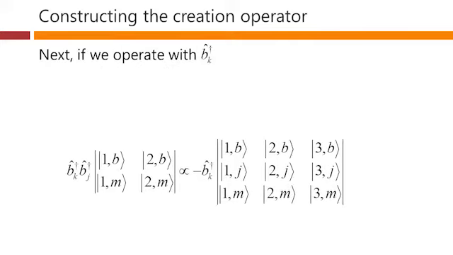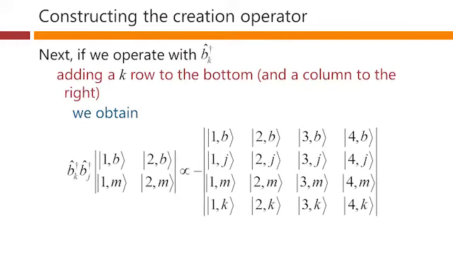And now, next, if we operate with BK dagger, so we're operating with BK dagger after BJ dagger on this state, we have our minus sign from operating with the BJ dagger, and we're left with our BK dagger. We have to operate on this state now. Well, operating with BK dagger adds a row onto the bottom with K's in it and a column on the right.